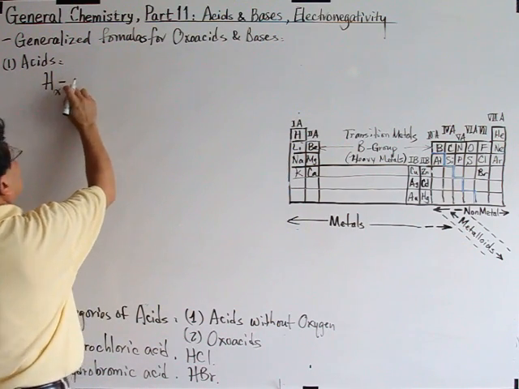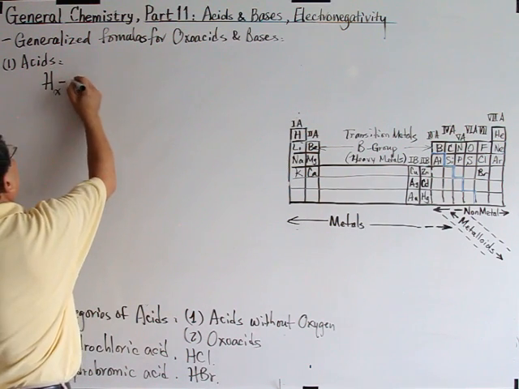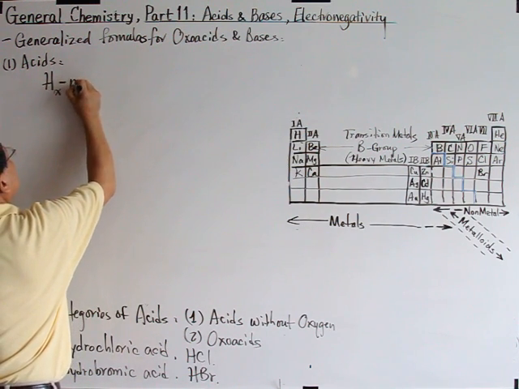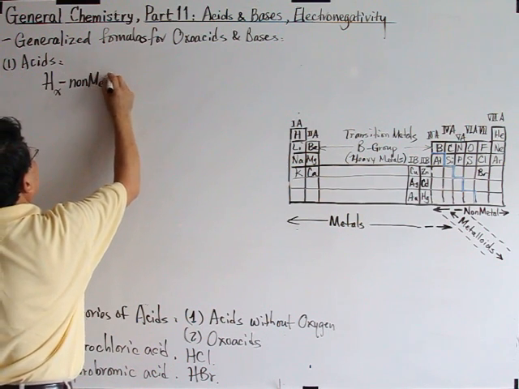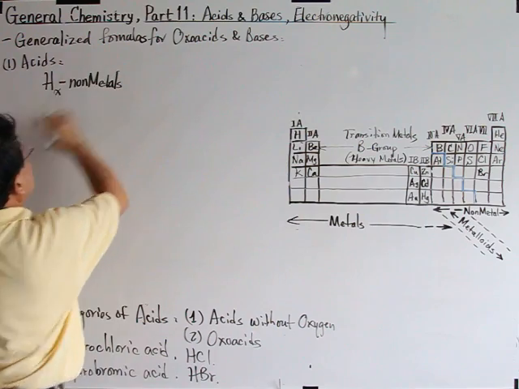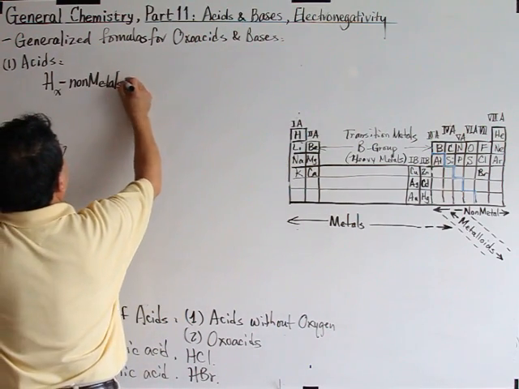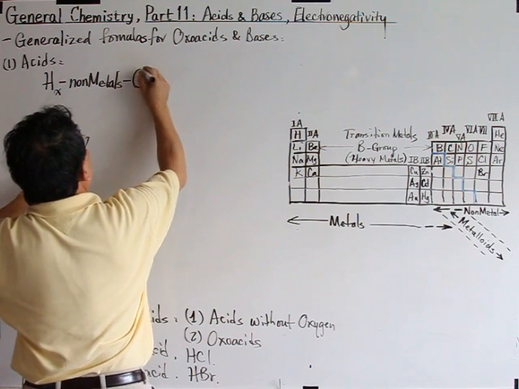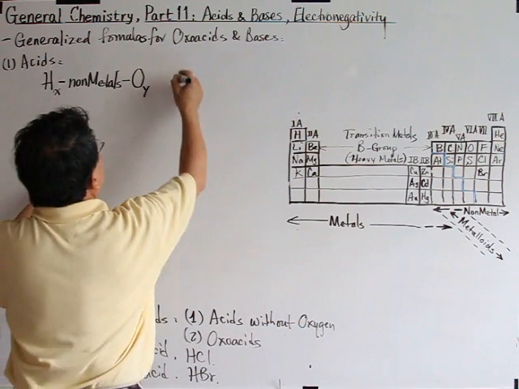And then what are we going to attach to the hydrogen? It is going to be an element showing the property of non-metals. Non-metal atoms. And then what? With Y number of oxygens. Now that's a generalized format, the generalized formula for oxyacids.